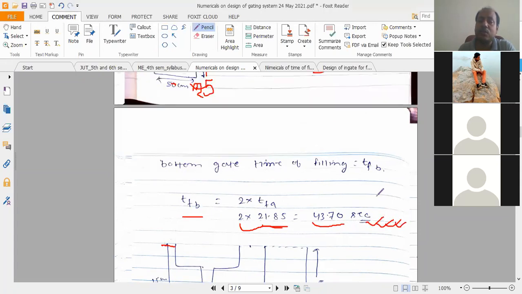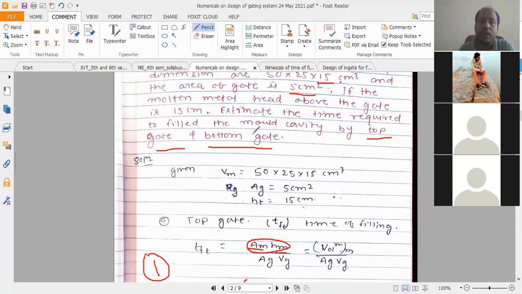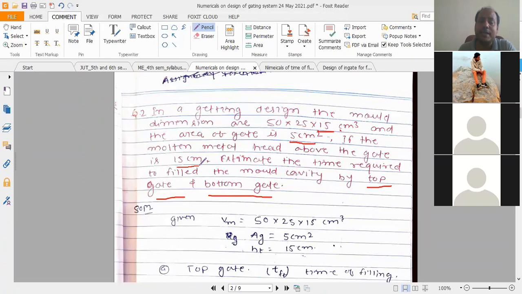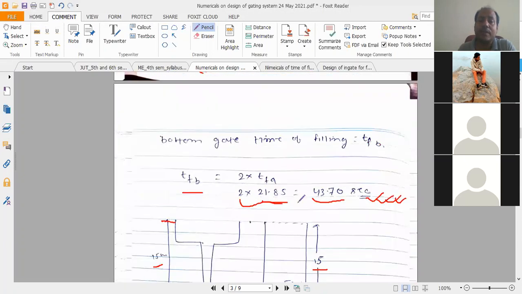So the question में थोड़ा सा ट्रिक ये था कि जो हम टोटल हाइट ऑफ द गेट इस 15 सेंटीमीटर दिए थे, और मोल्ड कैविटी का जो डायमेंशन दिए थे वो भी 15 सेंटीमीटर का दिए थे. सो दिस टू थिंग्स आर इक्वल. सो द टाइम रिक्वायर्ड फॉर द बॉटम गेट, the time required for filling through the bottom gate is double of the time required for the top gate. So the time required for the bottom gate is 2 times the time of filling from the top gate. So it will be equal to 43.70 second. It is okay?